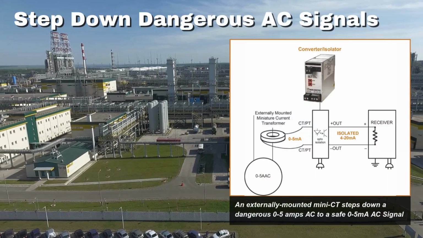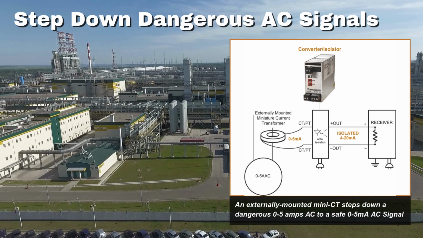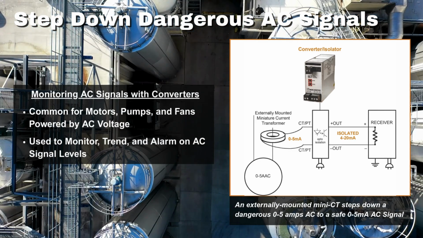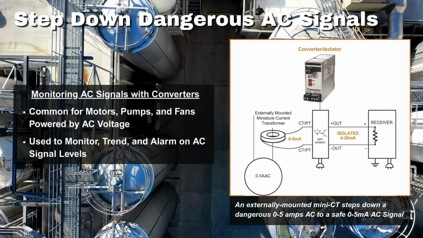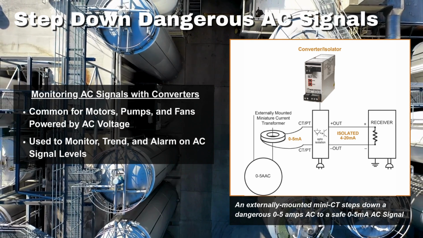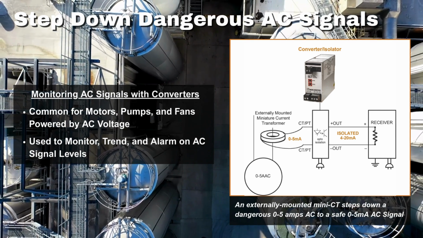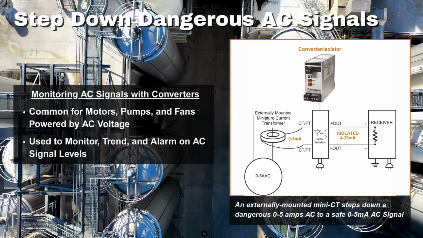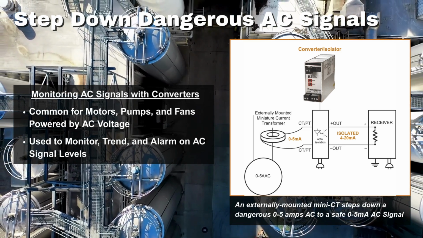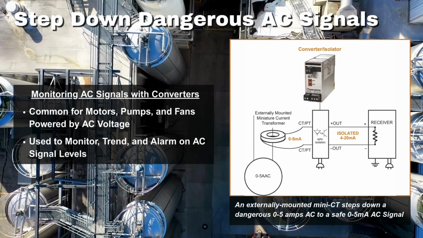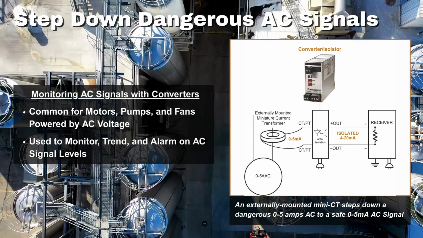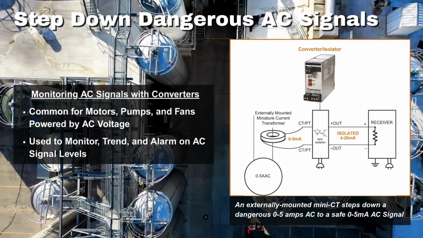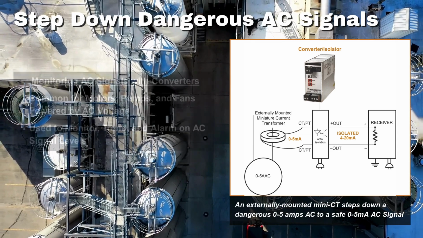Next, we'll look at how signal converters can safely step down dangerous AC signals for monitoring and control. When most people think of isolators, they think of DC signals, solving problems at the instrument or control system level. But signal converters also play a critical role in monitoring, trending, or alarming on AC signals found in equipment like pumps, motors, and fans. Because this equipment often operates on high-voltage AC power, safety and measurement accuracy are top priorities.